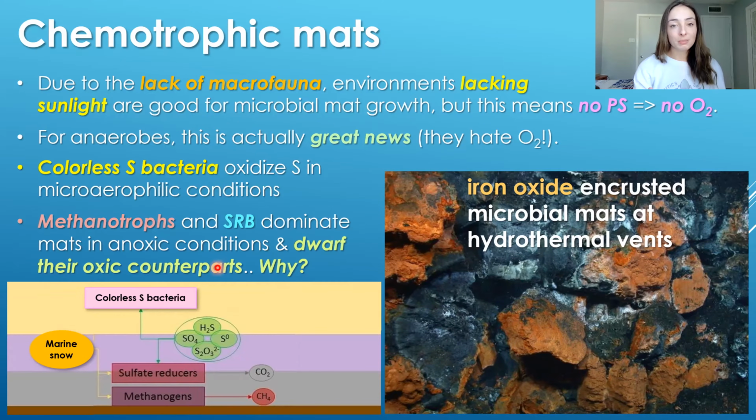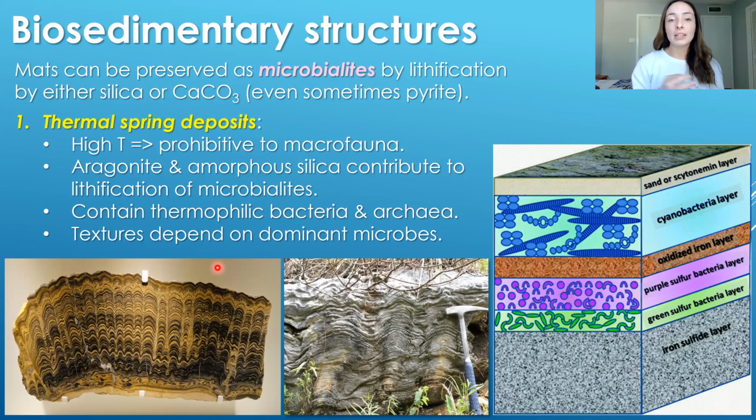And why would this be? Well, it's because of the lack of macrofauna. And now that we've talked about mat development and the types of microbial mats that can form, let's talk a little bit about how mats can be preserved as microbialites, lithified microbial mats, in the rock record.